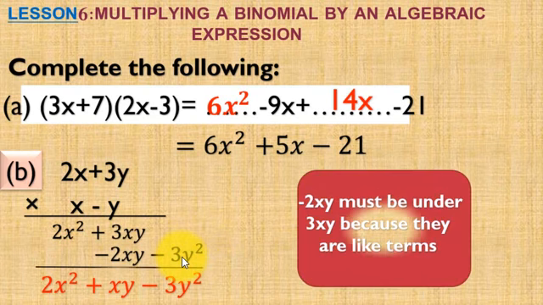Then we simplify when we put the like terms 3xy and negative 2xy under each other, and the result will be positive xy. So we drop down x power 2, then the difference between 3xy and negative 2xy, which is positive xy, and drop down negative 3y power 2.